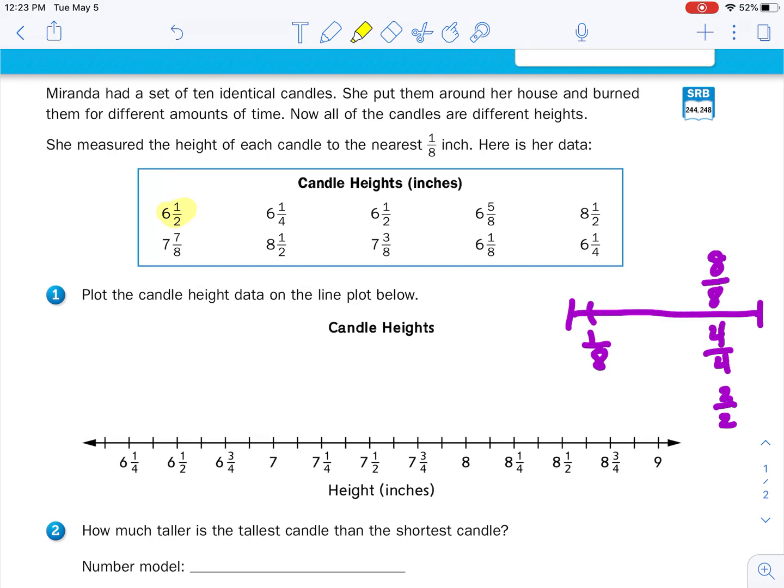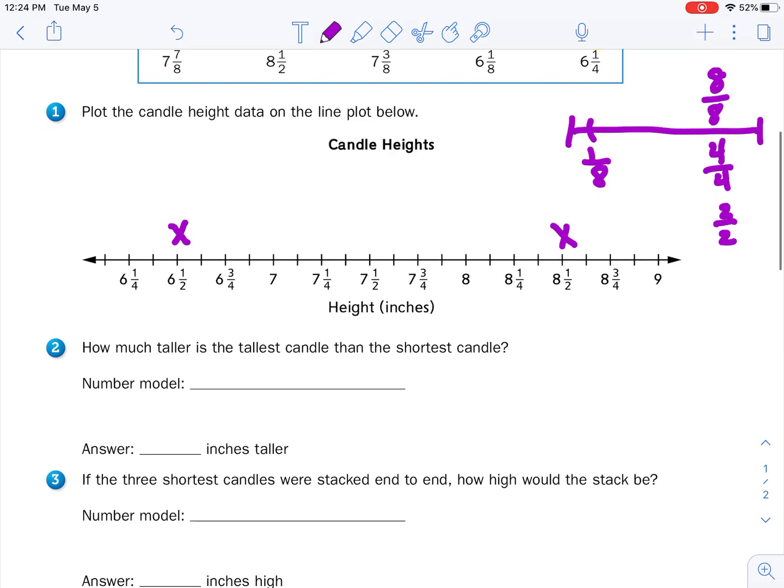So let's start with 6.5 right here. So we're going to put 6.5. We're going to find it right here, and we're going to put 1 x. One of her candles measured 6.5 inches tall. And then let's do another one. Let's do this one over here, 8.5. So we go over here to 8.5, and we put an x.